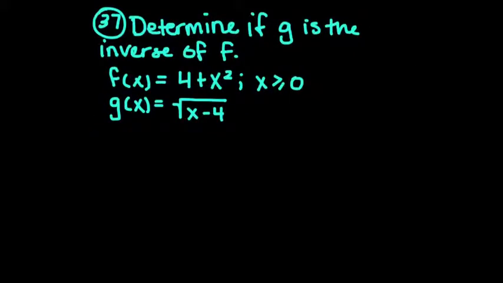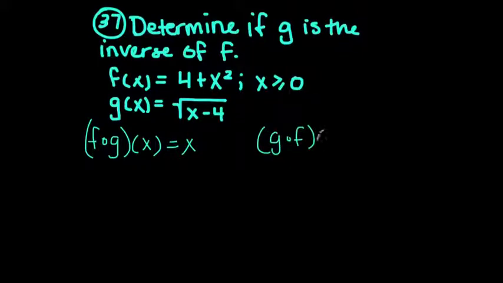Again, to determine if g is the inverse of f, I can use the idea of functional composition. I will evaluate f composed with g of x. If these functions are inverses, that composition should equal x. And likewise, the composition g composed with f of x, if these functions are inverses, that should equal x. The functional composition f composed with g of x just means finding f of g of x.